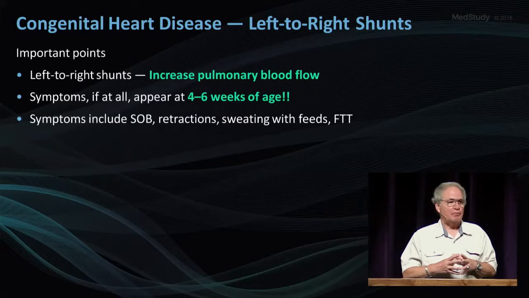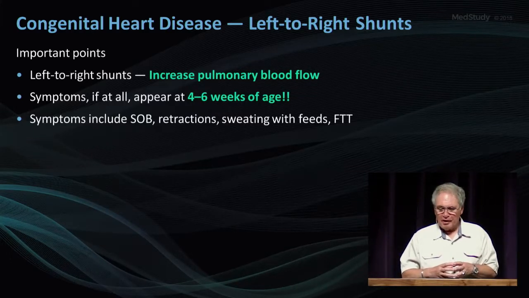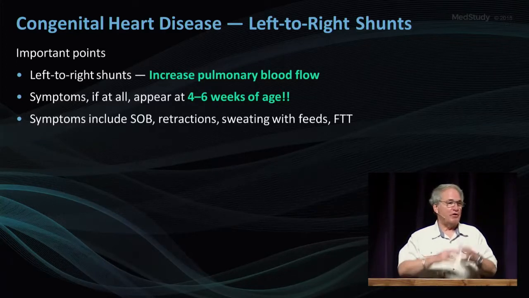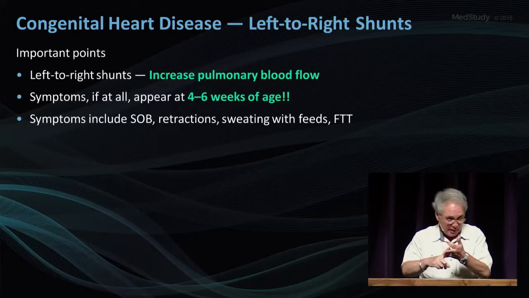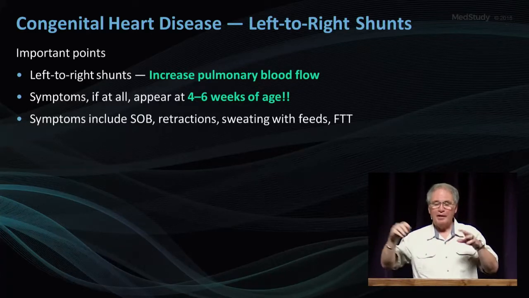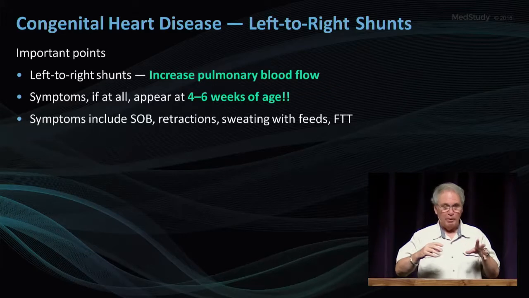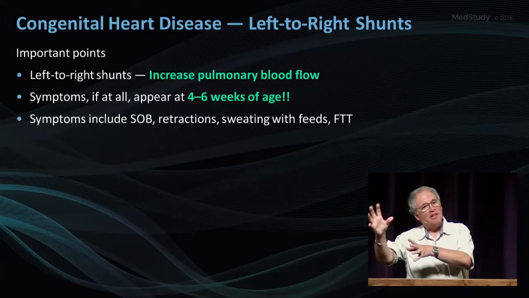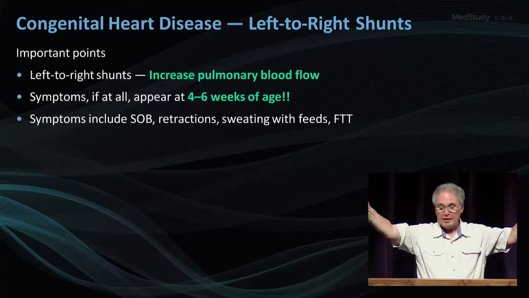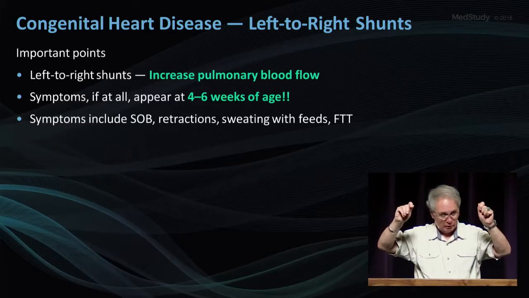Now we're going to talk about some specific congenital heart defects. The first group of defects we're going to talk about are left to right shunts. So these are the ASDs, the VSDs, the PDAs, alone or in combination, okay? And what's happening in all of these defects is blood is gushing from the left side to the right side of the heart and going out into the lungs, causing increased pulmonary blood flow.